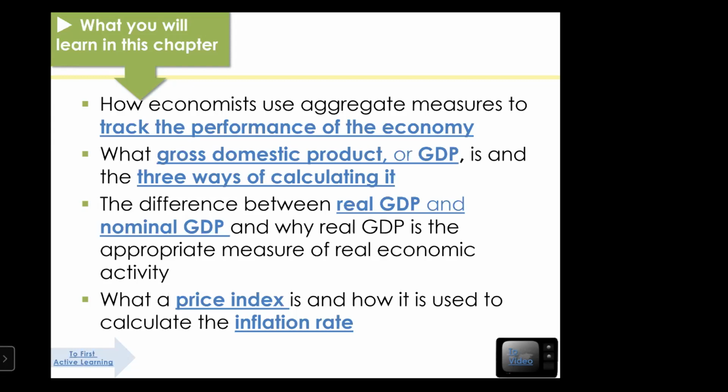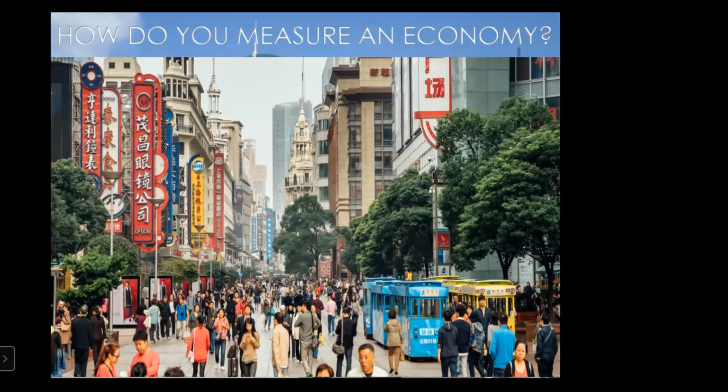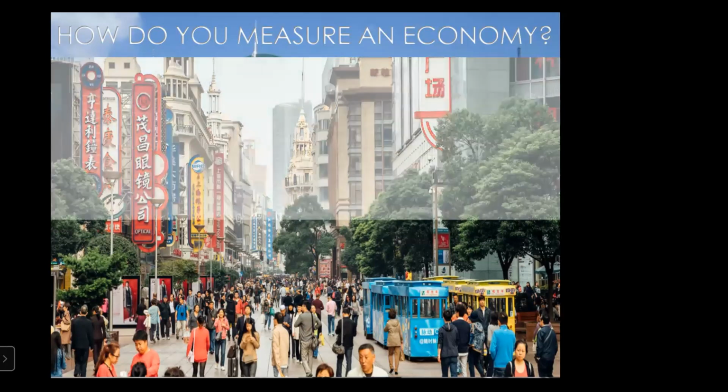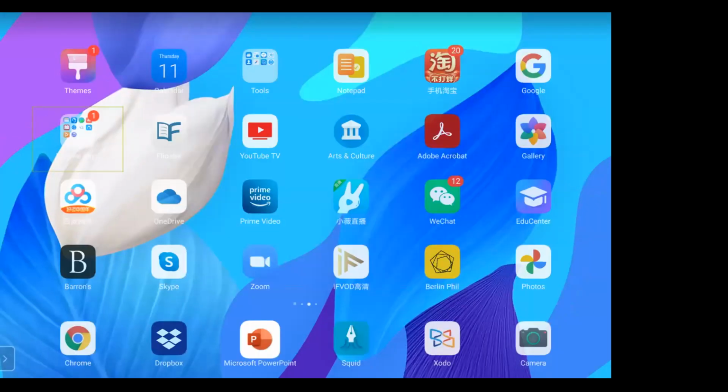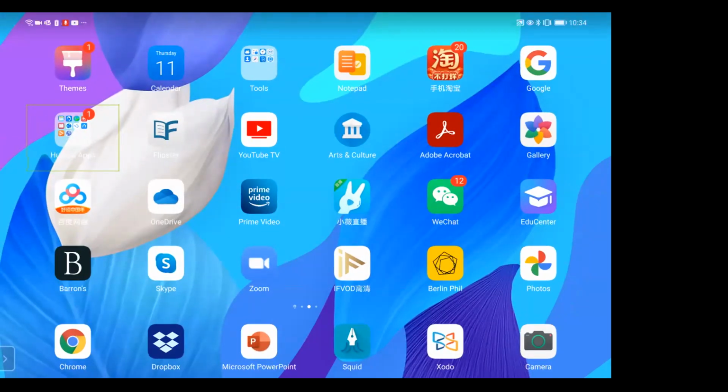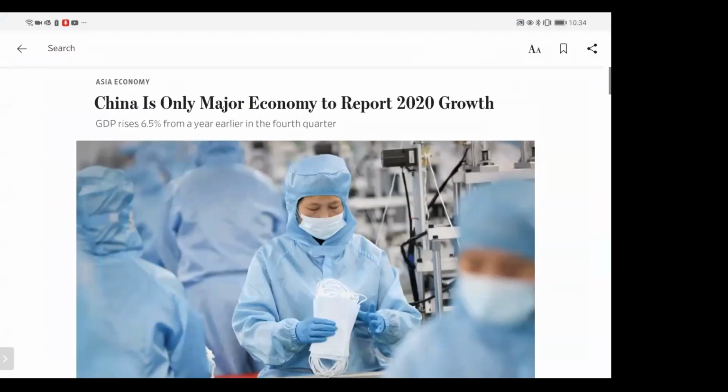Before I show you the slides, we should ask some motivation questions. How do you measure an economy? The example is, in 2010, the newspaper headline said China passes Japan as second largest economy. What does that mean? Actually, I can share a piece of newspaper I read recently. Wall Street Journal recently had a report saying China is the only major economy to report 2020 growth.